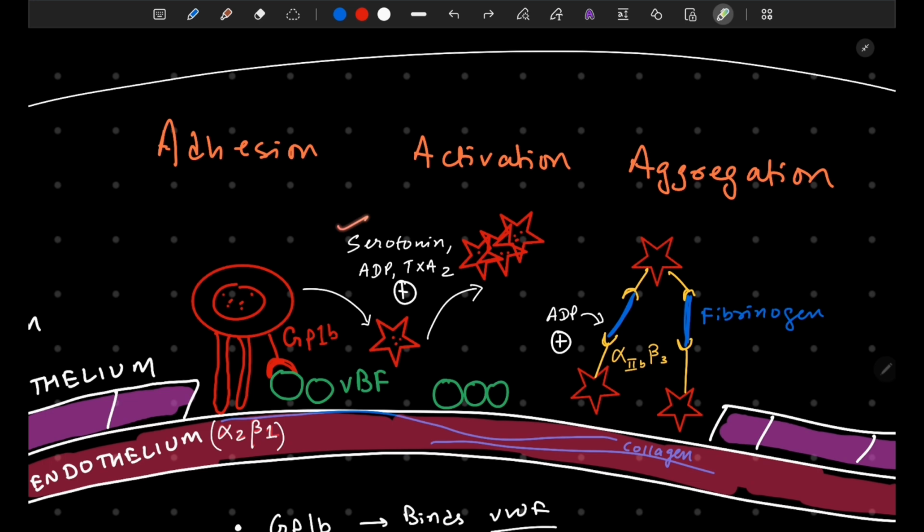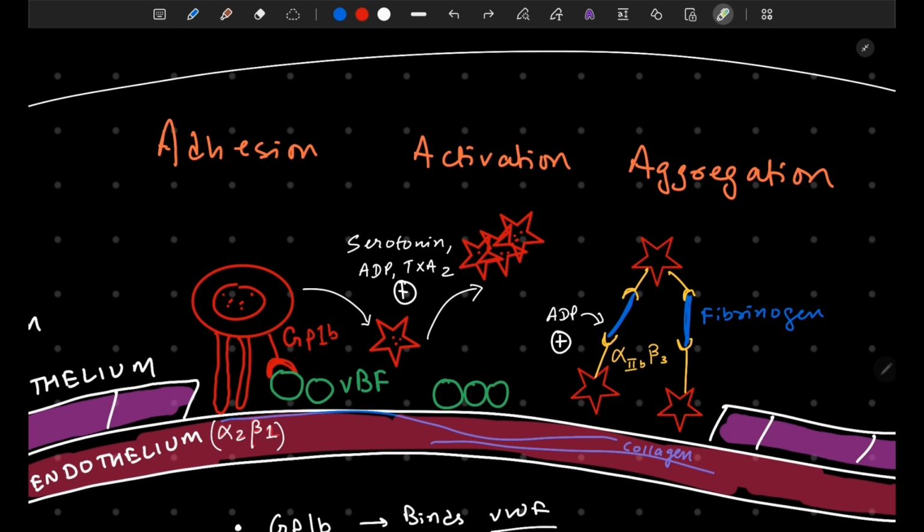Once this activation starts, the platelets start releasing a few mediators like serotonin, ADP, and TXA. TXA stands for thromboxane. These mediators are important as we will look ahead in our video that different drugs and different chemicals which inhibit this pathway lead to anti-platelet activity. So basically just remember these three names as of now: serotonin, ADP, and TXA, thromboxane. This leads to activation of the platelet.